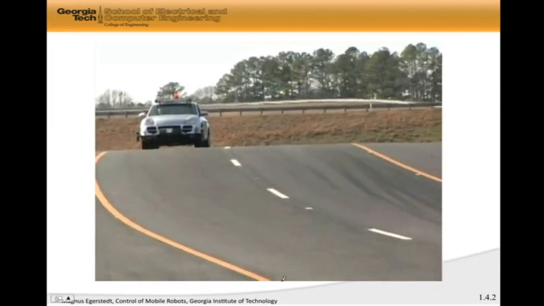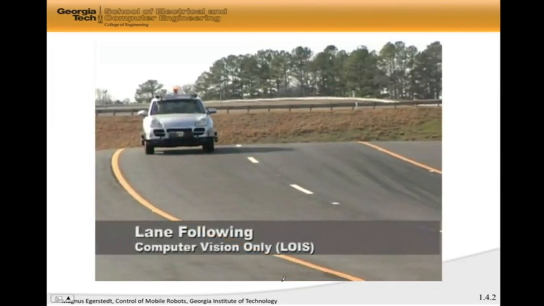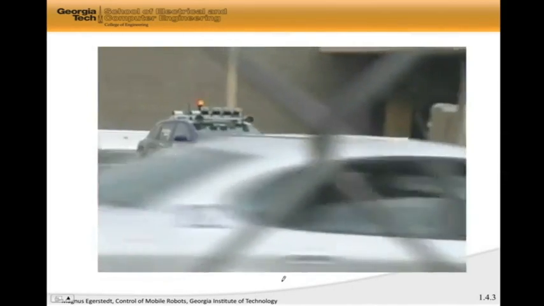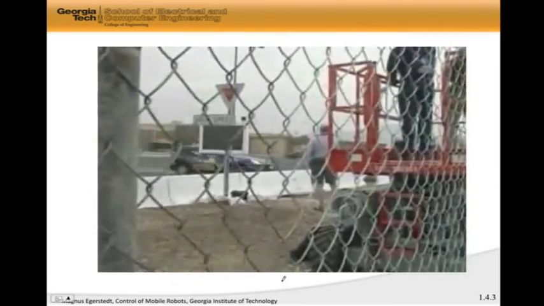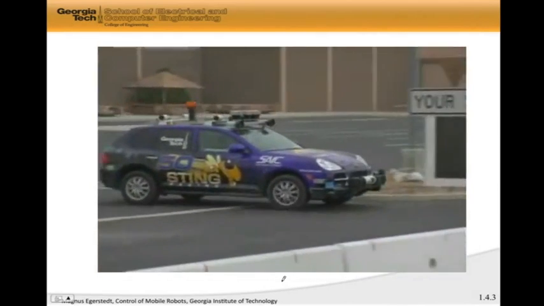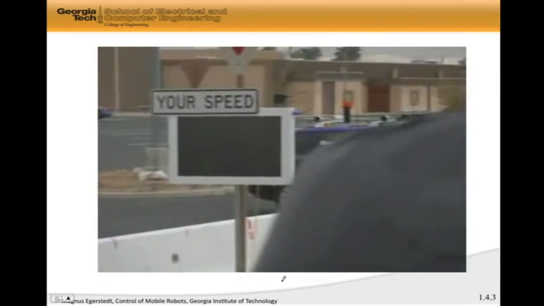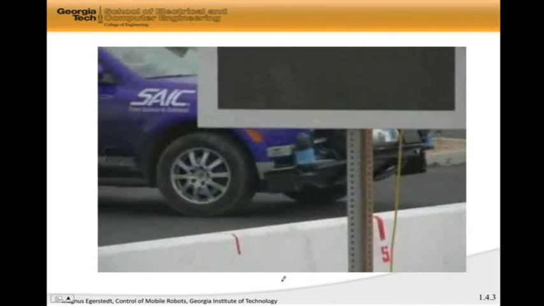Now, I want to point out that we did really well in this competition. Up to a point, these were actually the semifinals before the finals. So let me show you what happened at the end. This breaks my heart to show you, but I'm going to show it to you anyway. Here comes our car, Sting Racing. It's slowing down, and then ow, it drives straight into a K-rail, which is this concrete railing. What happened was that we got some measurement errors, a lot of measurement errors actually from the GPS, but I wanted to show you this because it was the outcome of it.